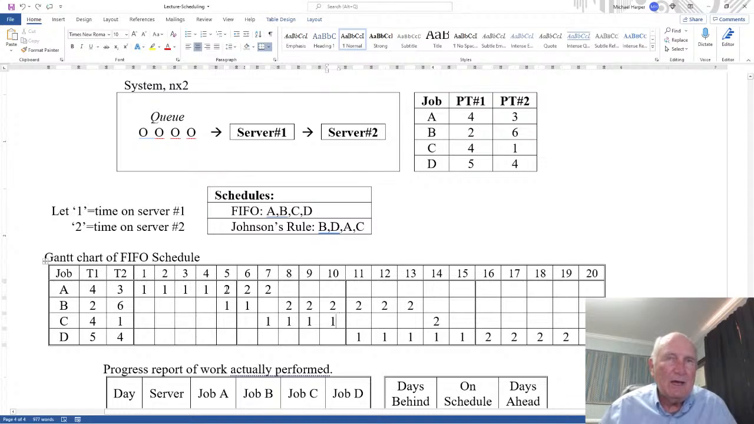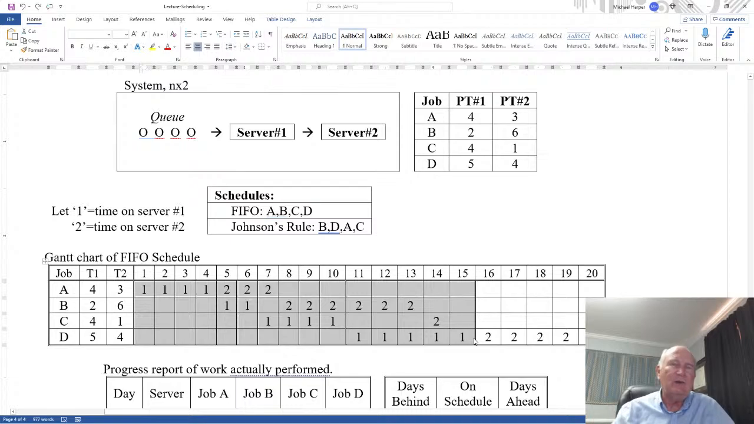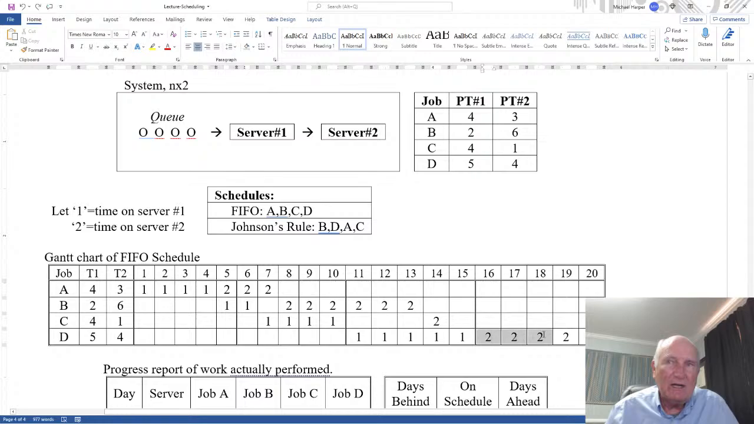Remember, a server can only process one job at a time. Right here, the first 4 days, notice that server 2 is idle because it is not processing anything. It's got to wait for A to be done on server 1. So 2 is idle, 1 is busy. But once 1 starts, notice 1 is busy, busy, busy. Server 1 will be busy until it's completed all of its jobs. But then once it's done, it's sitting idle for 4 days until the last job is done.